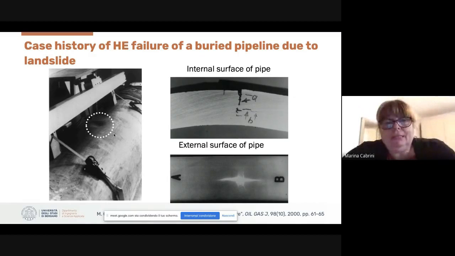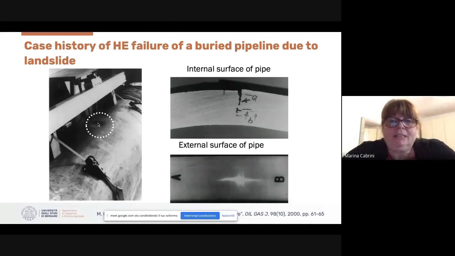In this case, the coating was broken, and cathodic protection started to work and there was the evolution of hydrogen. In this zone, there is a compressive zone, and it's not possible for hydrogen to enter.